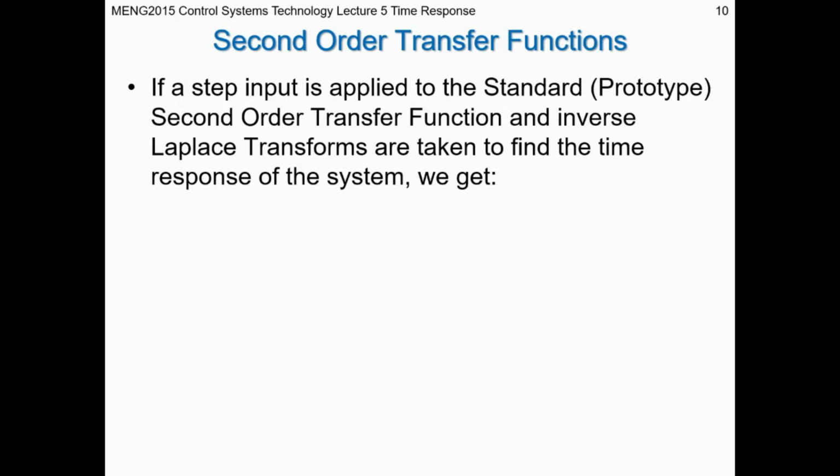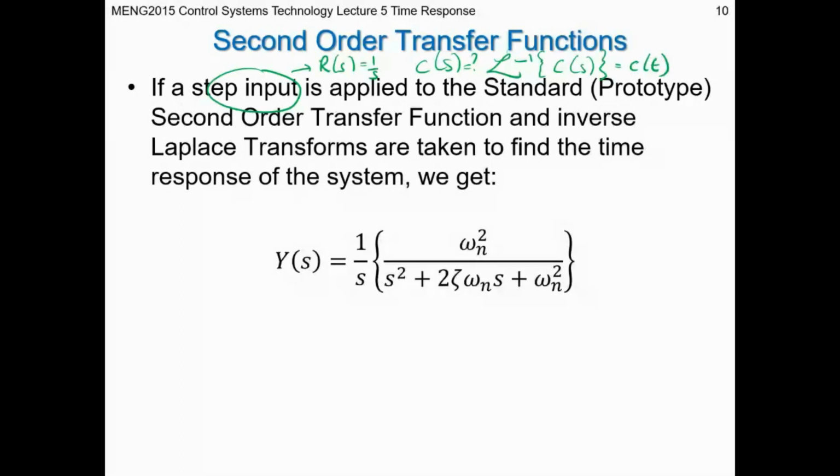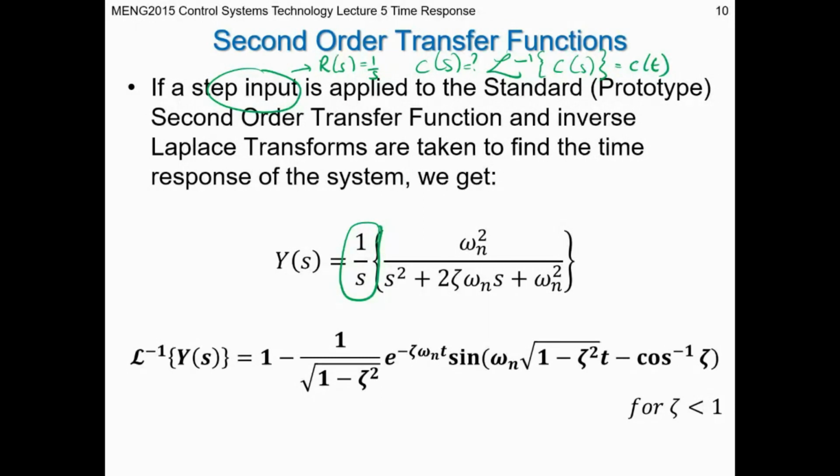So if we apply now a step input to our standard second order transfer function, and we take the inverse Laplace transform, so we're applying a known input R, which is 1 upon S. So this is our output Y. We've had our step input applied. If we have that standard step input to a standard second order transfer function, this rather complex equation is our output y(t).